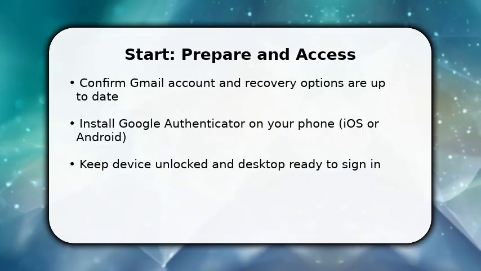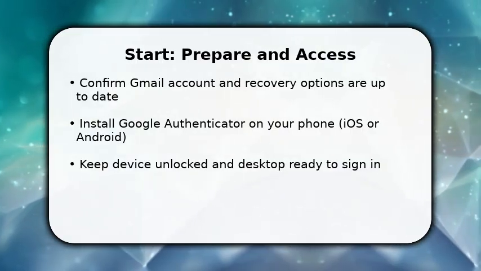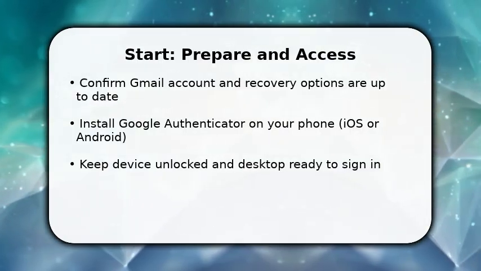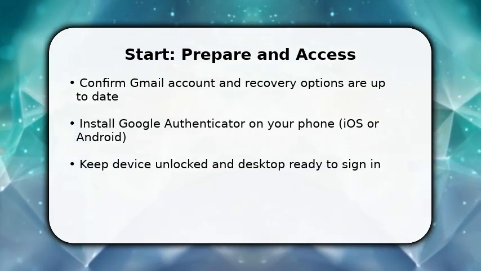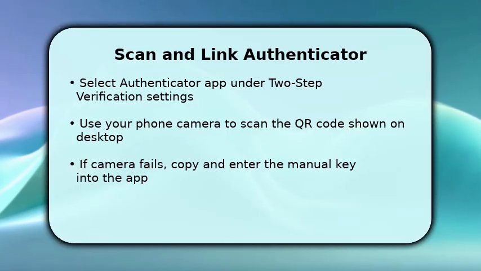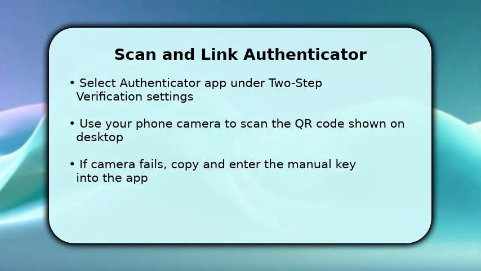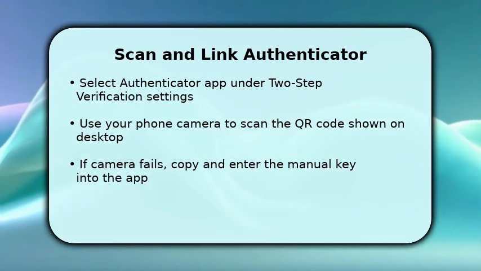Now click to Start Setup. You will be asked to verify your password and choose an authentication method. Proceed to add a new Authenticator app entry. Next, select the Authenticator app option in two-step verification and choose Android or iPhone as appropriate.